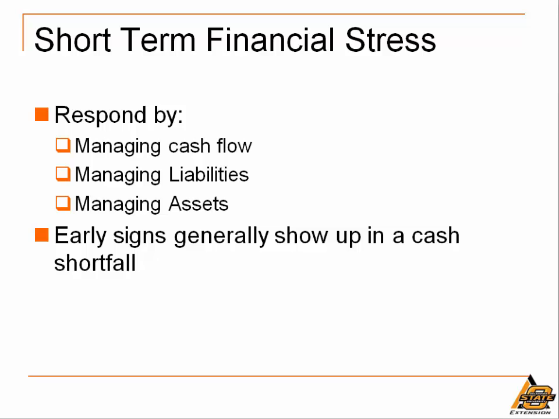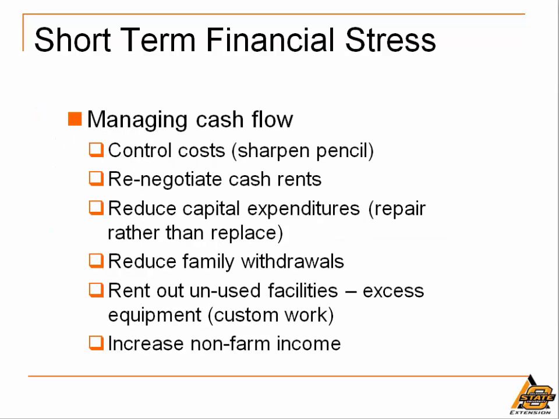The first signs always show up as a cash shortfall. We simply don't have enough cash in our checking account to pay the bills that are coming due. We manage cash flow in several different ways. Our first line of defense is to control costs. We carefully figure out which costs in various enterprises can be reduced without harming production very much or at all.